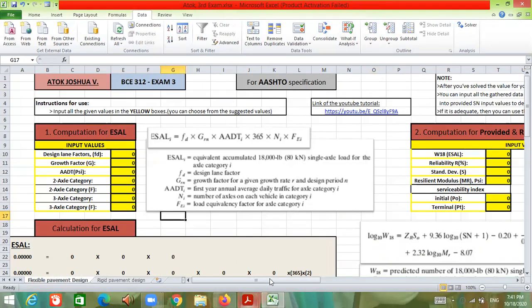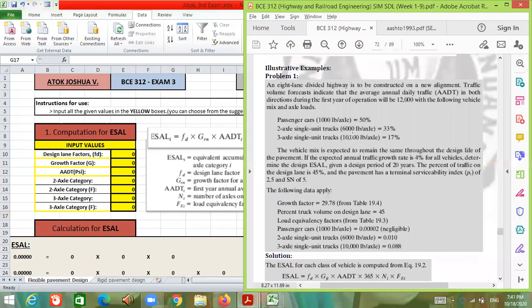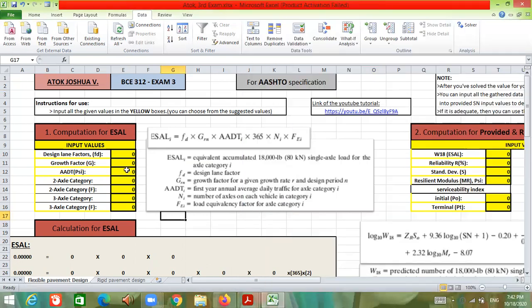And yeah, in our problem number one, it is being stated that an 8-lane divided highway is to be constructed on a new alignment. Traffic volume forecasts indicate that the average annual daily traffic, or our AADT, in both directions during the first year of operation will be 12,000. Hence, we are going to input the value of 12,000 in our AADT.